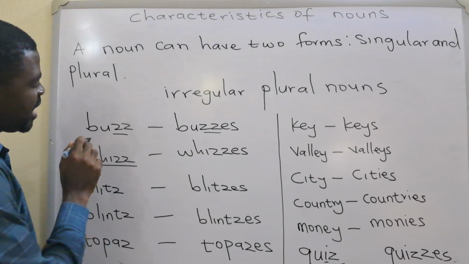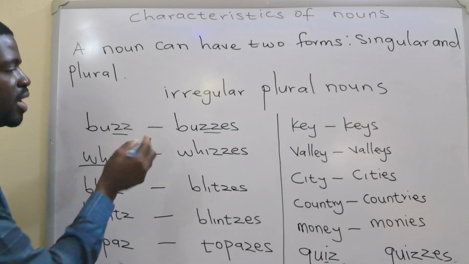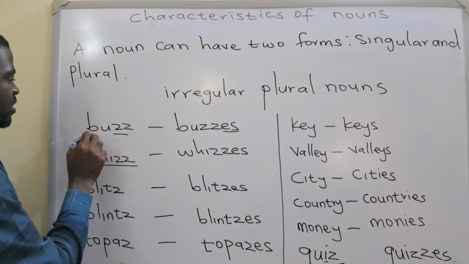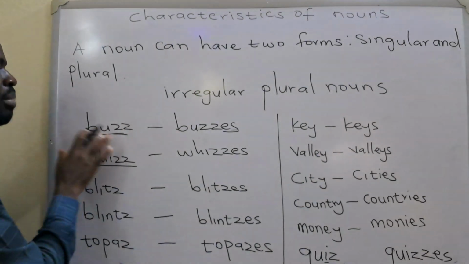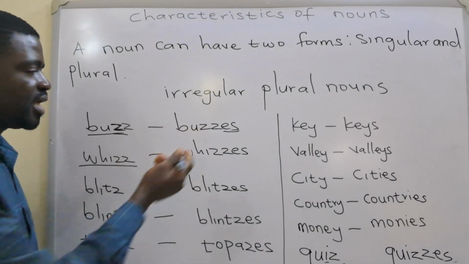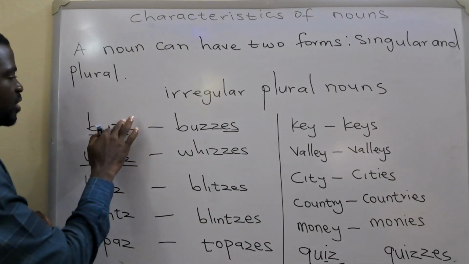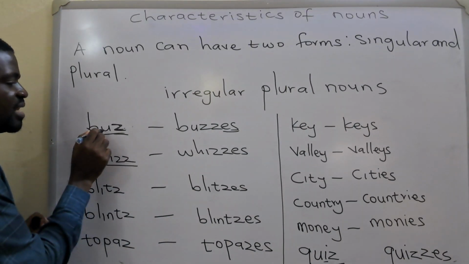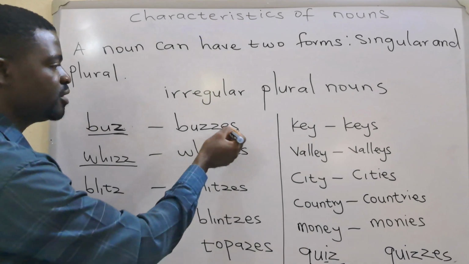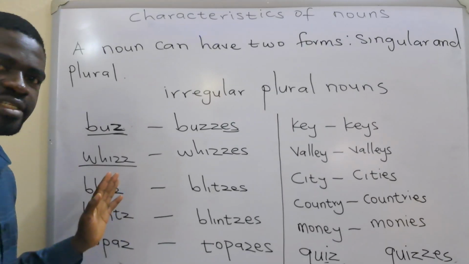Some nouns that end with Z have two Z at the end already, so you don't need to add another one. You simply add your es. So if my word, say this one, buzz, ends in double Z, I don't need to add another Z. I just add my es to form the plural. But if the word ends with just one Z and the preceding letter is a vowel, then you add another Z plus your es to form the plural. I hope that is clear.